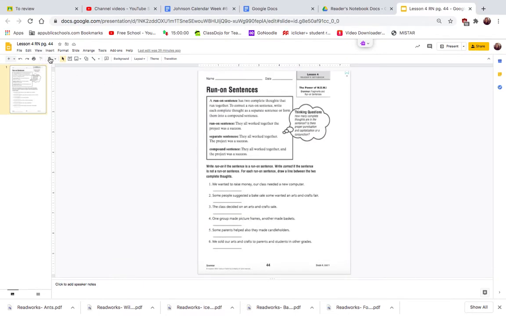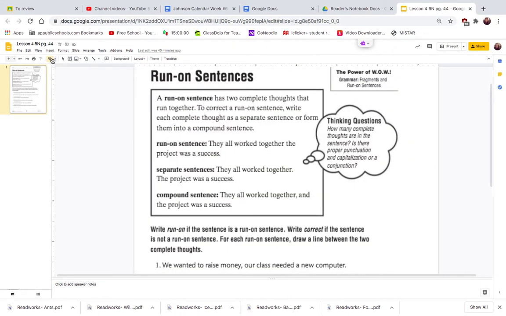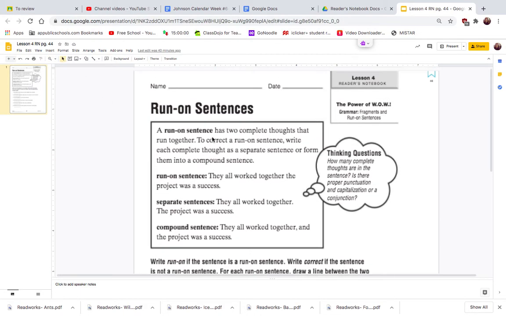Lesson 4, Reader's Notebook, page 44. All right, we are going to be looking at run-on sentences. A run-on sentence has two complete thoughts that run together. To correct a run-on sentence, write each complete thought as a separate sentence or form them into a compound sentence.